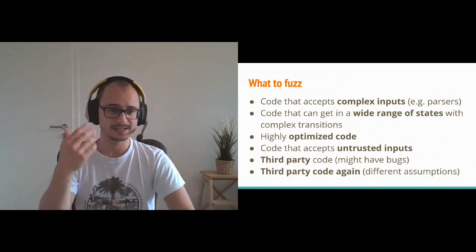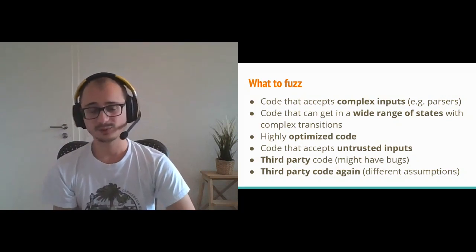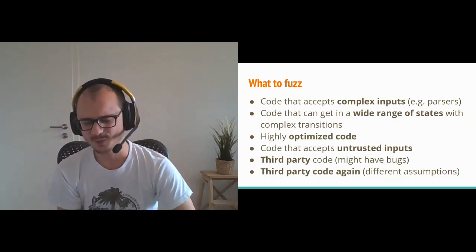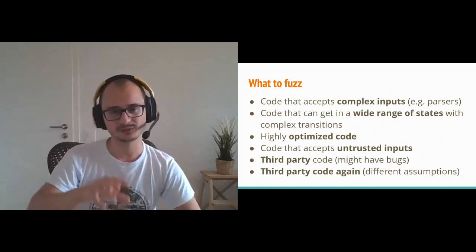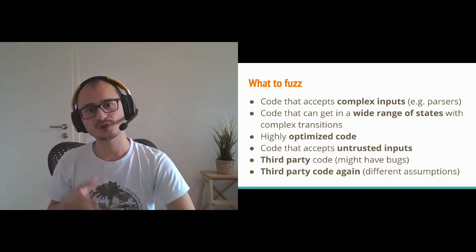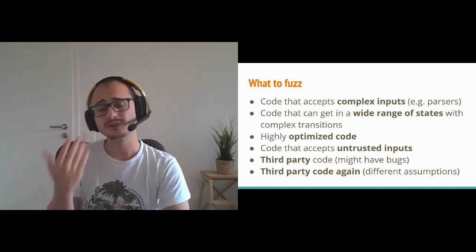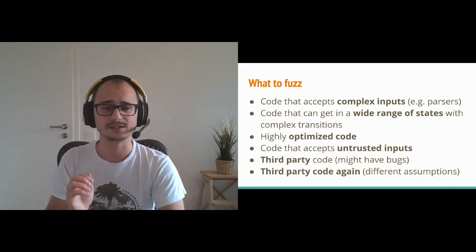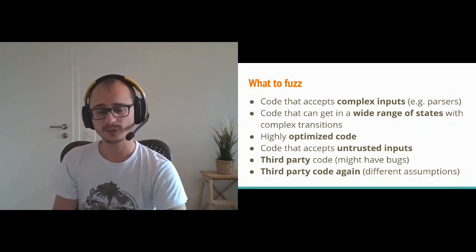Highly optimized code, as I was saying, if you have something that goes fast, it's probably quite hard to read. It's going to have custom allocation, memory management, garbage collector, pickers. And so try to fuzz your highly optimized code. Also, it's going to be fast code, so the fuzzing is going to be effective. And then everything that accepts untrusted inputs and third-party code.